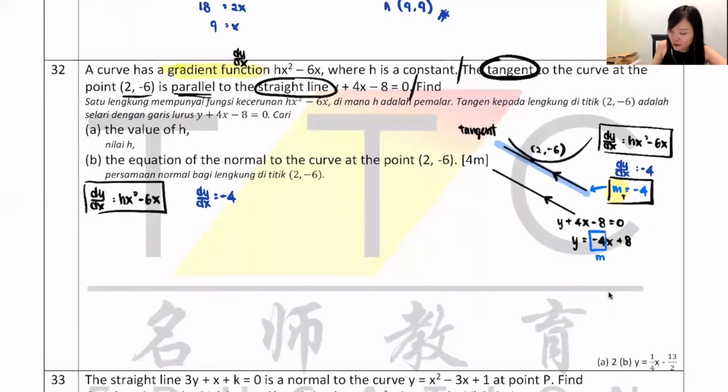So now part A, they want to find the value for h. Should be quite easy because I already know dy dx is -4. So -4 will be equivalent to this.